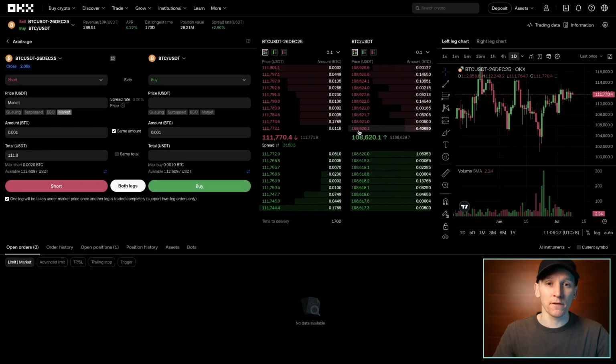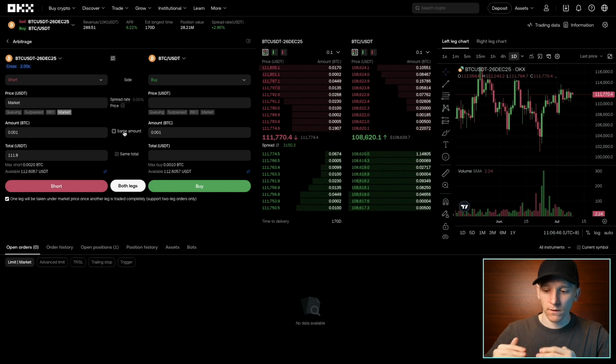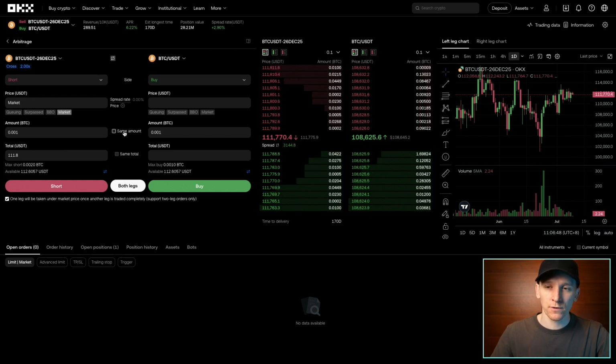Now I'll show you how to open this bot and take a position. So to keep it simple, what we want to do is have this side of the trade and this side of the trade perfectly netted off. 1 Bitcoin long, 1 Bitcoin short. So what we can do is open this leg of the trade and make sure that this box is ticked with same amount. If it's not ticked and you have different amounts, it's not a perfect arbitrage.